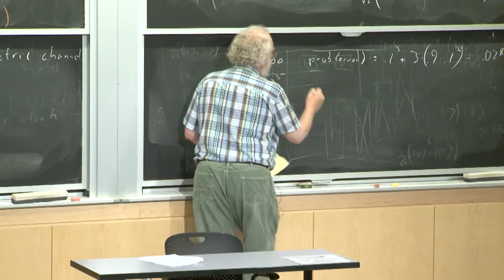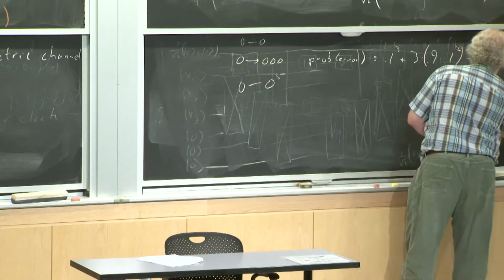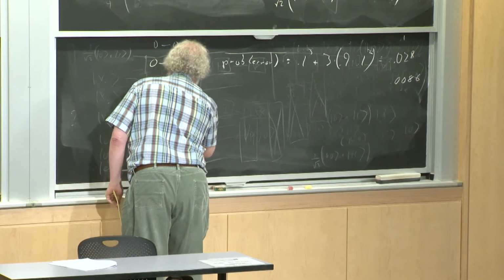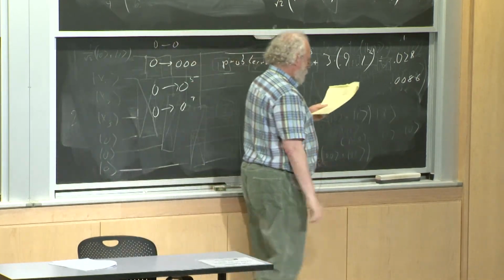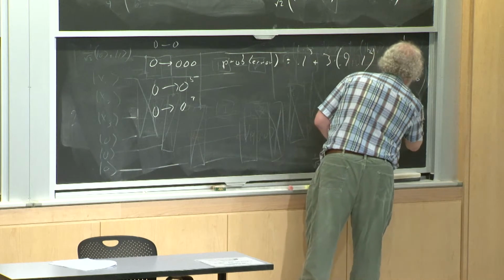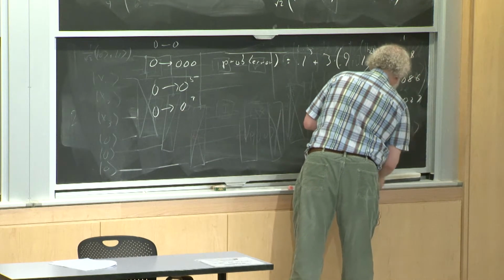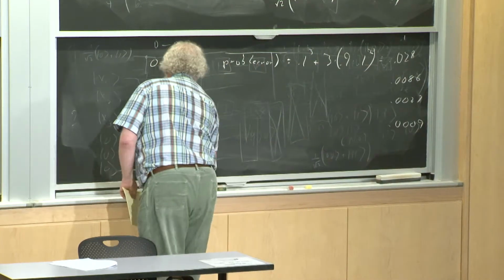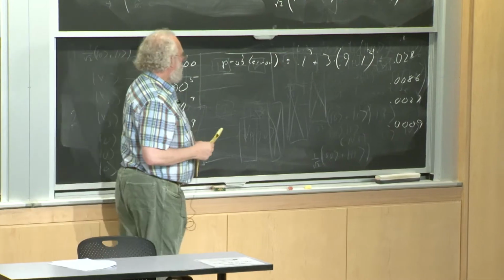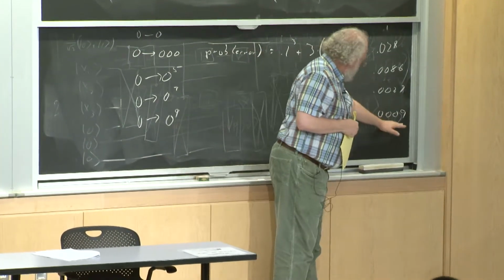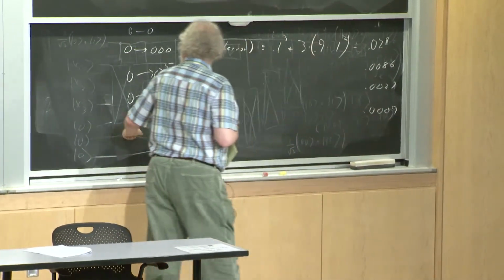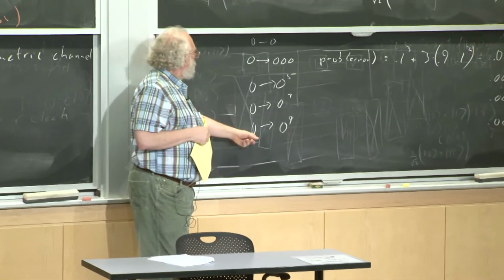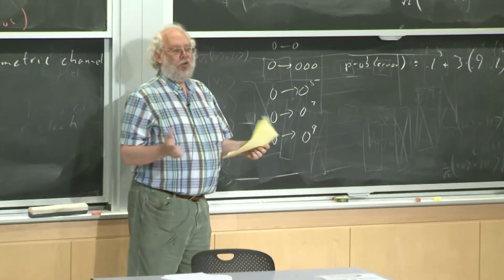And 0 goes to 0 to the 5th. You get the error down to 0.0086. 0 goes to 0 to the 7th. It gets down further, 0.0027 and 0.0009. 0 goes to 0 to the 9th. So you see, you can drive your error rate down to 0, but at the cost of making your input longer and longer and longer.